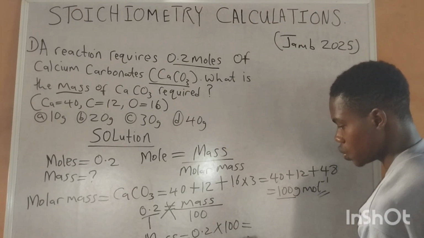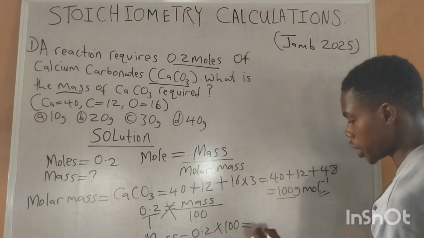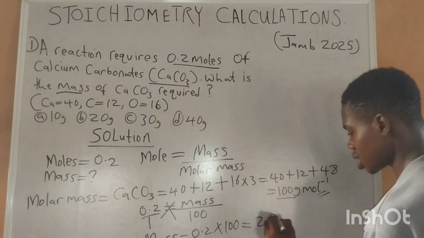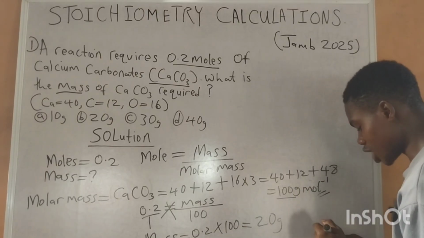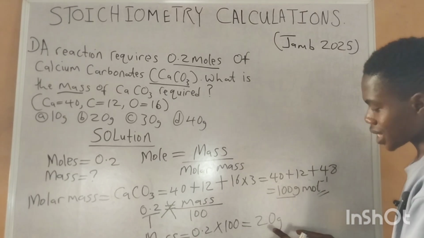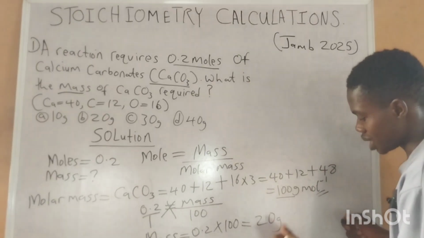So 0.2 mass is now equal to what? 0.2 times 100. Now please take note that 0.2 times 100 is equal to 20. 20 what? Gram. So gram is the unit for what? For mass. So our answer is 20 gram. Don't just calculate it here.